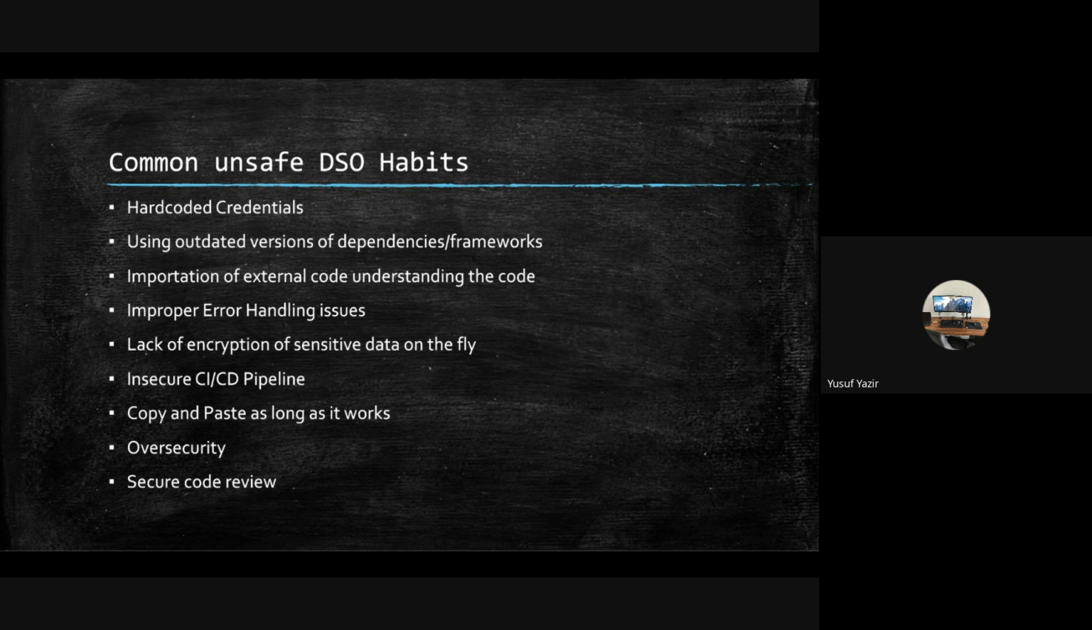Also, we mentioned insecure CI/CD pipeline. We've mentioned what to do in that aspect. Then we have copy and paste as long as it works. A lot of developers survive on this, which is totally normal. But whenever you're copying something, you have to make sure that the thing you're copying is safe. Sometimes over-security is bad. When you overdo security, it is bad.